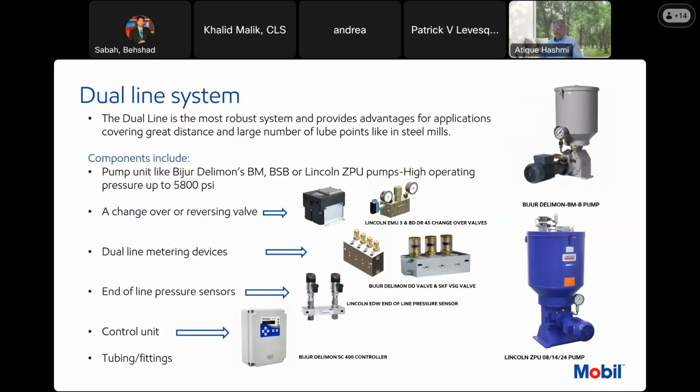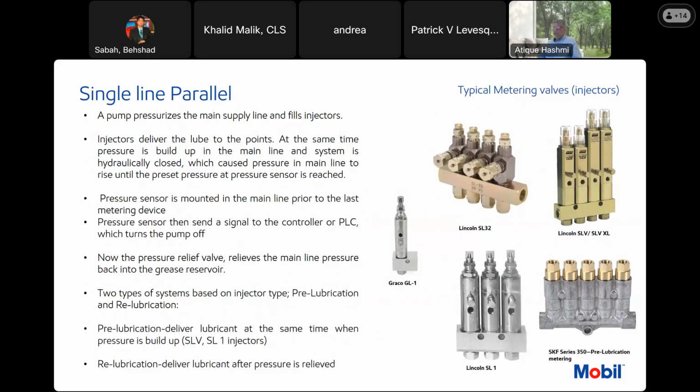Okay, so single line parallel, and many injectors you can see here: Lincoln, Graco, and there are so many other manufacturers, but these are the main ones. The way they work is a pump pressurizes the main supply line and fills the injectors. These injectors deliver the lube to the point. At the same time, pressure is built up in the main line, and the system is hydraulically closed, which causes pressure in the main line to rise until the preset pressure at the pressure sensor is reached.